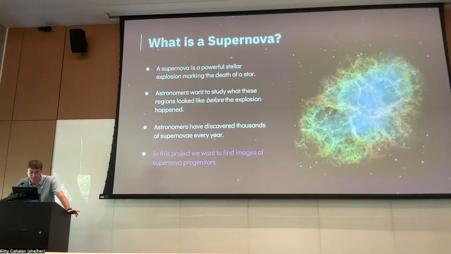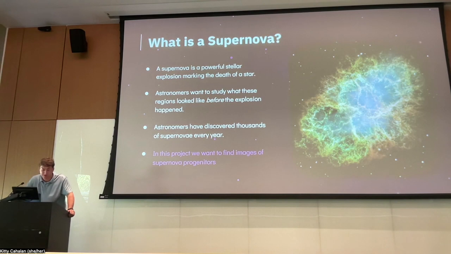So the first important thing is, what is a supernova? A supernova is a powerful explosion that marks the end of a star's life, and these events release enormous amounts of energy and can outshine entire galaxies for a short period of time. Astronomers are especially interested in what the regions look like before the explosion happened. So my project was to look at the areas in the sky before the actual explosions happened.